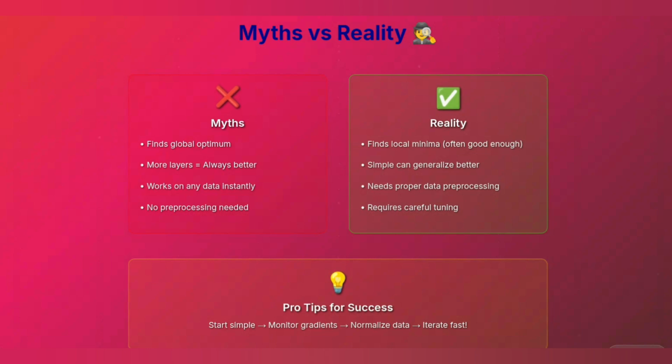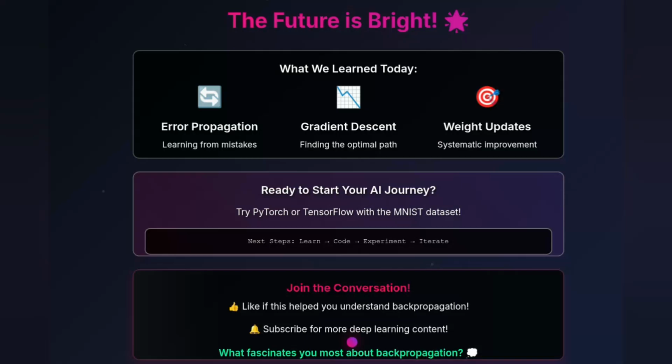Here are some practical tips. Start with simple architectures and gradually increase complexity. Monitor both training and validation loss to detect overfitting early. Visualize your gradients. If they're too large or too small, adjust your learning rate or network architecture. Don't forget data preprocessing. Normalizing inputs can significantly improve backpropagation's effectiveness. Let's recap what we've learned.